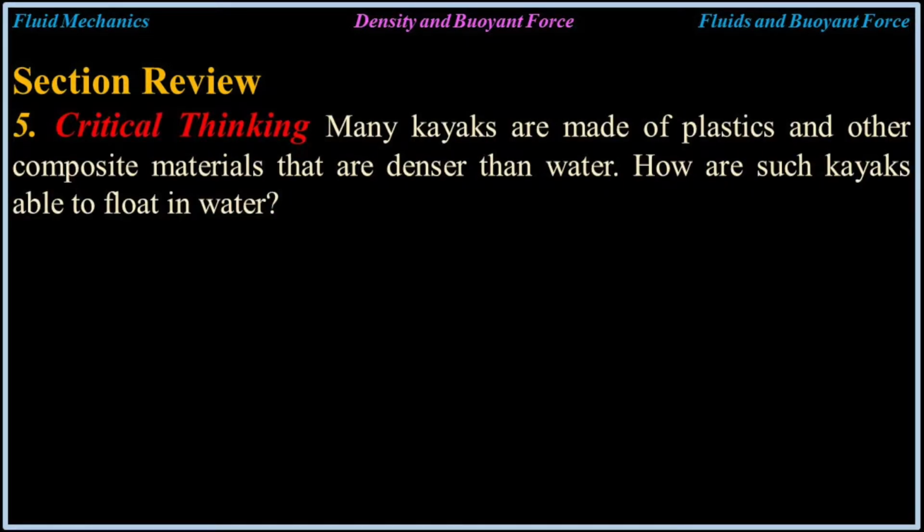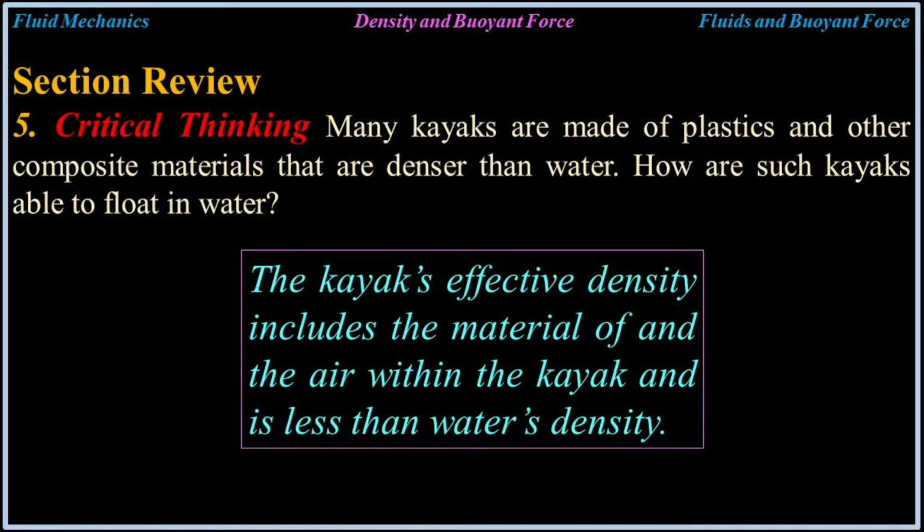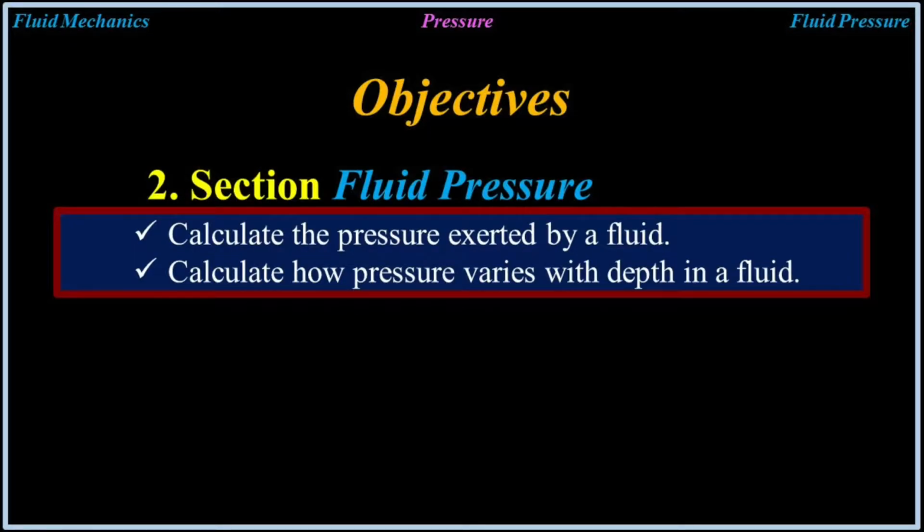Many kayaks are made of plastics and other composite materials that are denser than water. How are such kayaks able to float in water? The kayak's effective density includes the material of and the air within the kayak and is less than that of water's density. Section 2, fluid pressure.